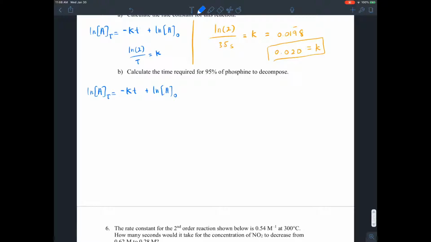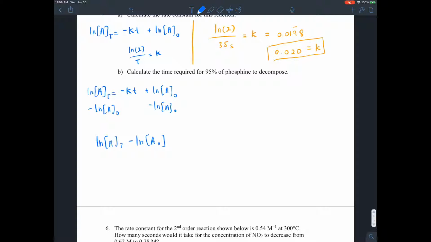Now let's look at this question. Calculate the time required for 95% of phosphine to decompose. Well, because we're using this equation right here, how about we just solve for t, this t right here, and then we can plug in whatever values we have. So let's figure that out really quick. If we were to subtract the natural log of A initial from both sides, okay, well, I would have this new equation, kt equals the natural log of A at time t minus the natural log of A at time 0.